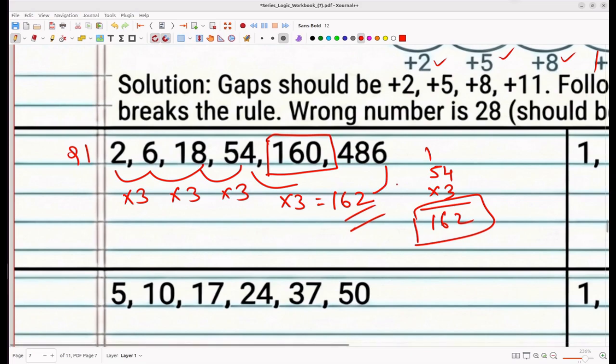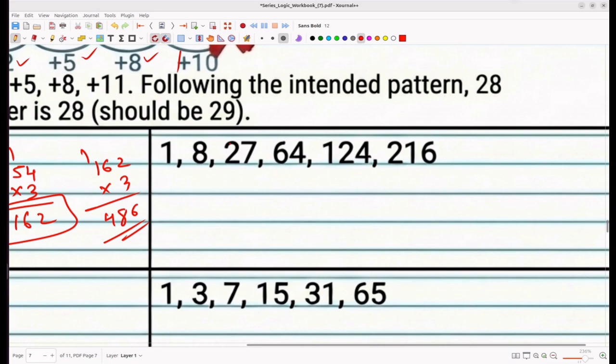Again if you check here, 162 into 3 will be 486. Let's verify that also. 162 into 3: 3 times 2 is 6. 3 times 6 is 18, 1 carry. 3 times 1 is 3 plus 1 is 4. 486 we got. So the series would be 2, 6, 18, 54, 162 and 486. The 160 is the wrong one. Let's move on to the second question.